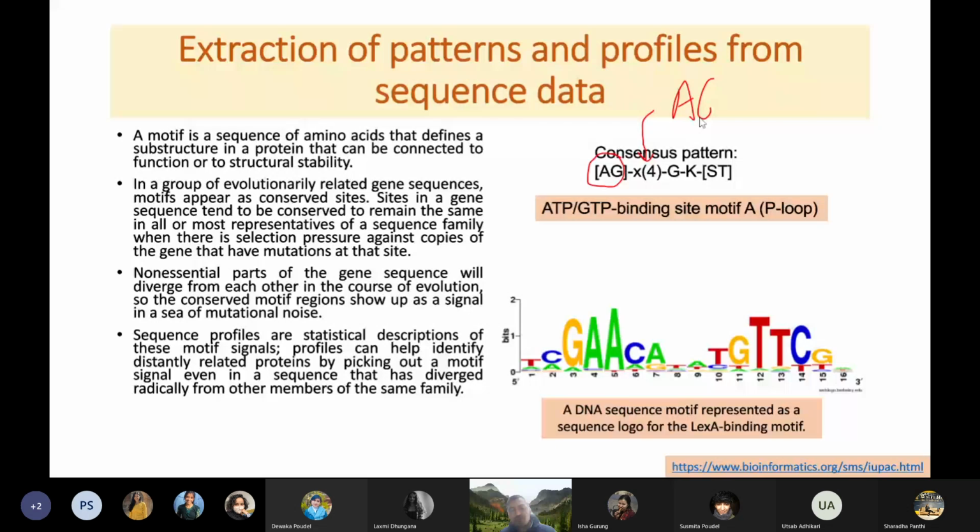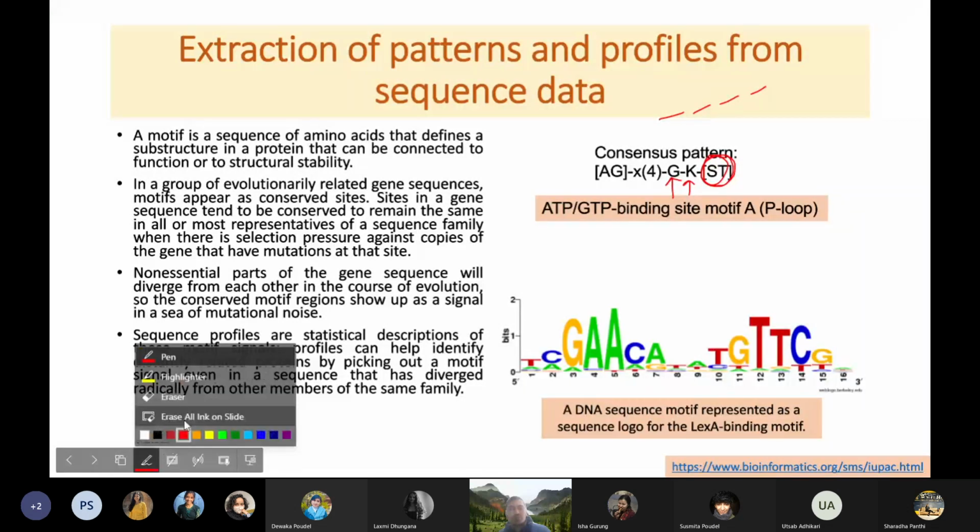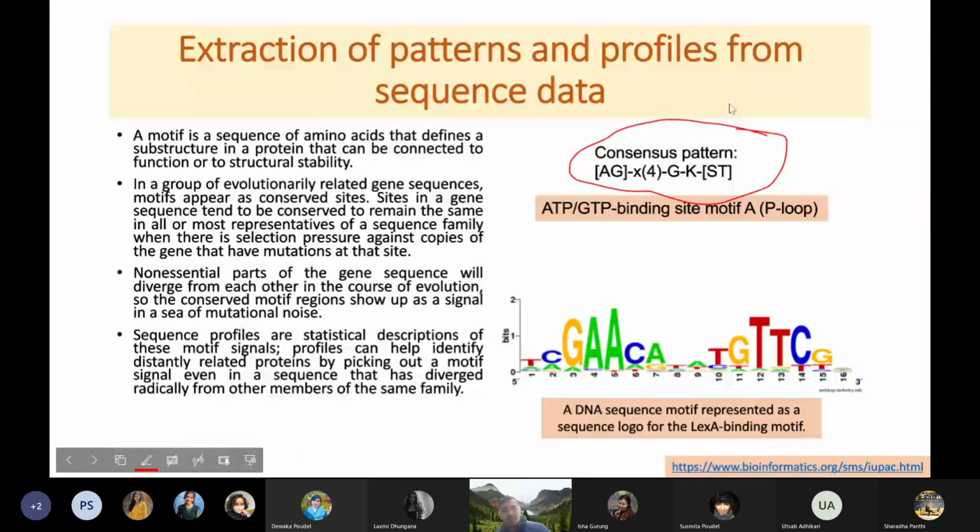Then in the second, third, fourth and fifth positions it can be any amino acid, but in this position it has to be G, and in this position it has to be K, and in this position it must not be S or T. So this is the consensus pattern. This has a nomenclature for how you write it, which we'll study when we study PROSITE, how to search in PROSITE.